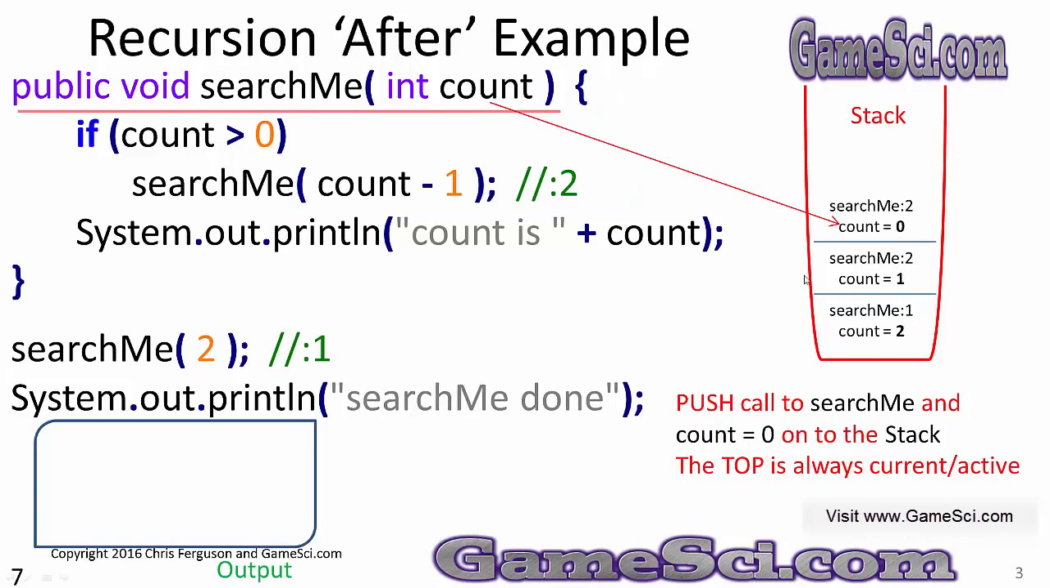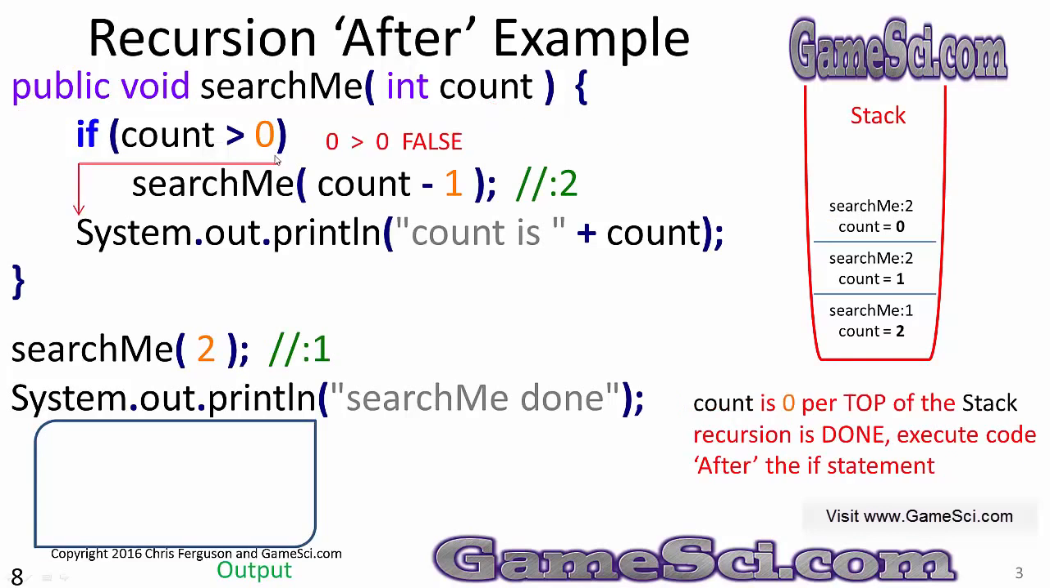So we're back executing SearchMe. This is the third execution of the method SearchMe. Again, the :2 says this is the call to SearchMe that executed. And the value of count is stored there on the stack at the top. Count is currently 0. Remember, the top of the stack is always the current executing method. Which is interesting because 0 greater than 0 is now a false statement. See that 0? We're testing count, 0 greater than 0. That is a false statement.